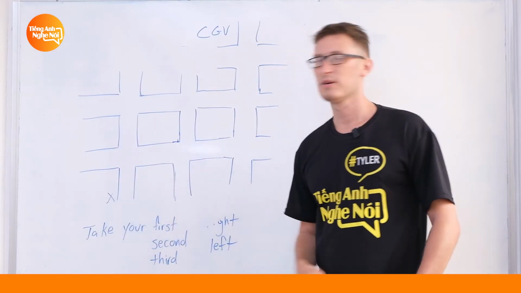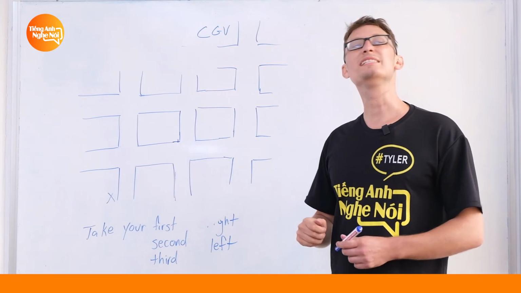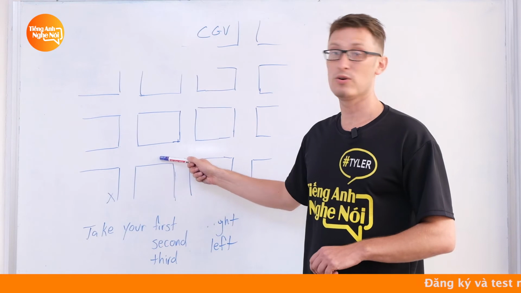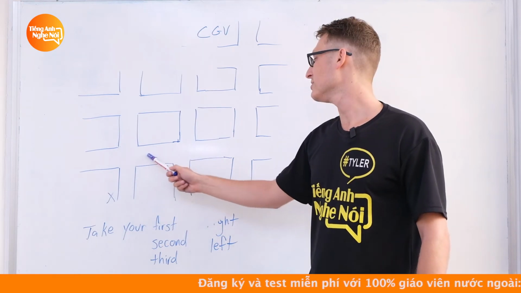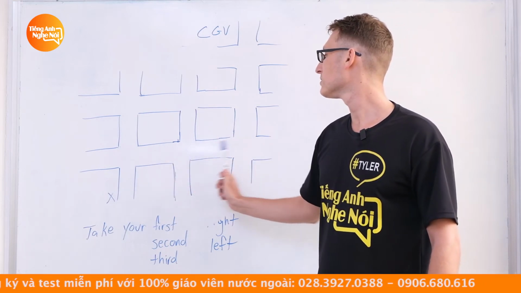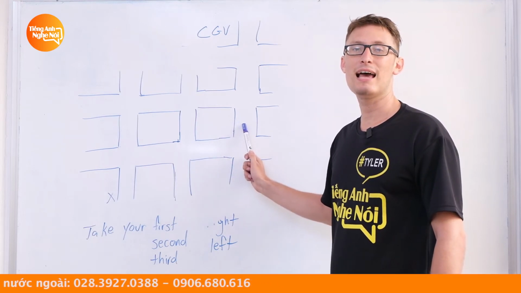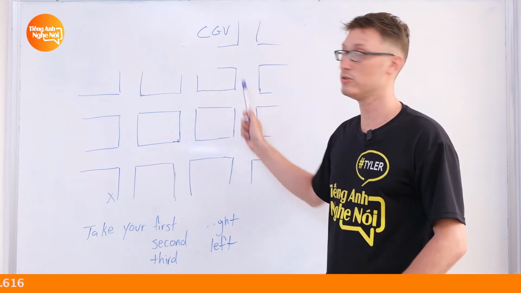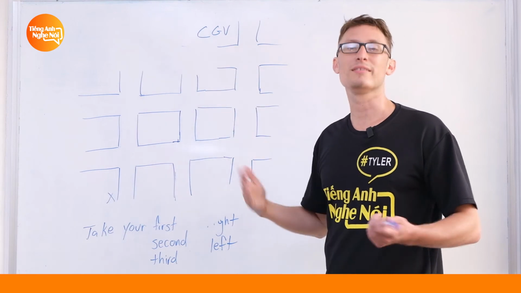So, we are here. I want you to go to CGV. What would you do? Take your first right. Then you go straight and take your what? Second left. Go straight, take your second left, and then you're here.